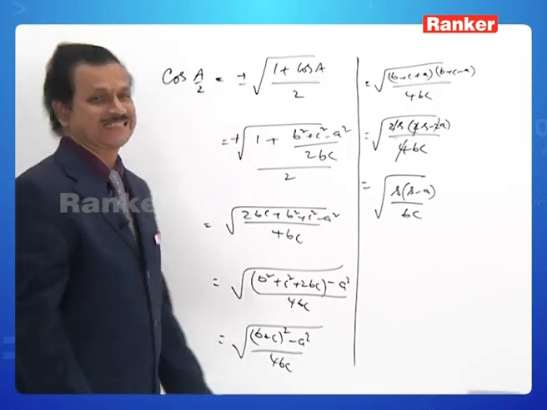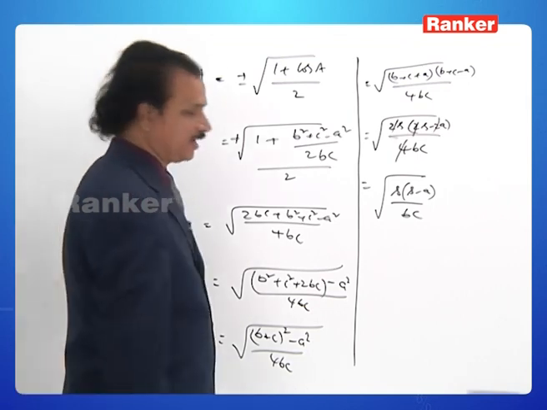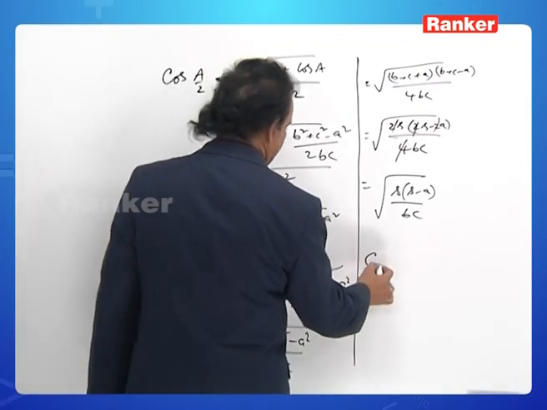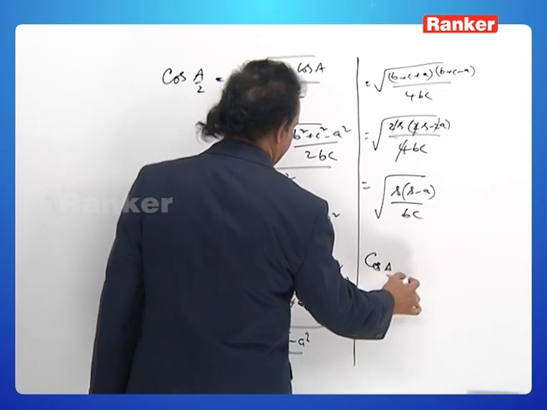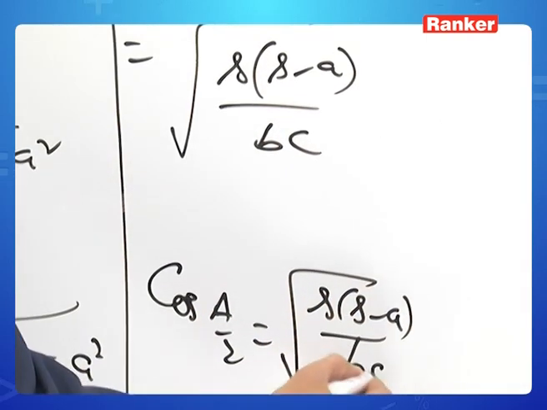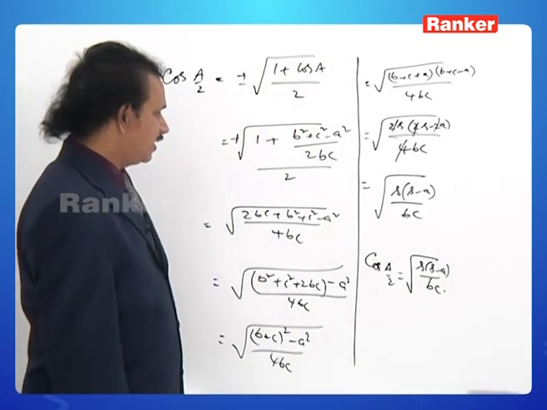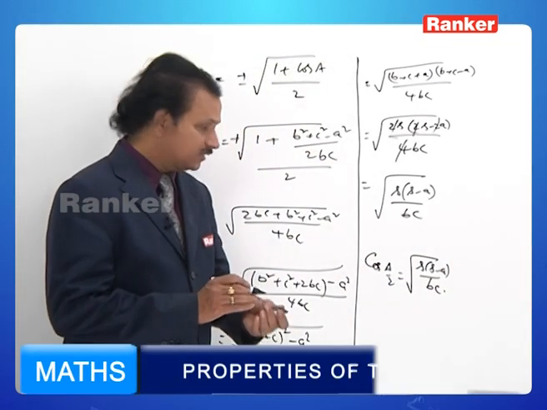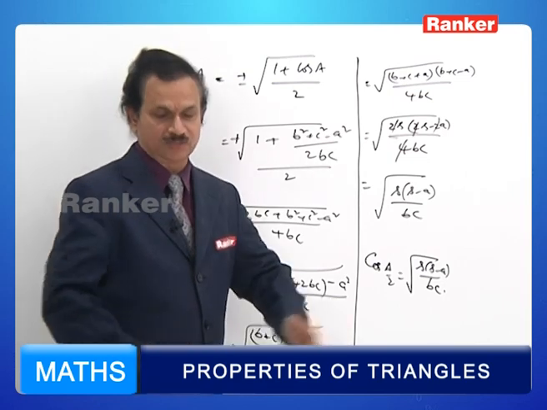Well, friend, we have succeeded in obtaining the value of cos A by 2. What is cos A by 2? Cos A by 2 is therefore equal to root of s into (s minus a) by bc.